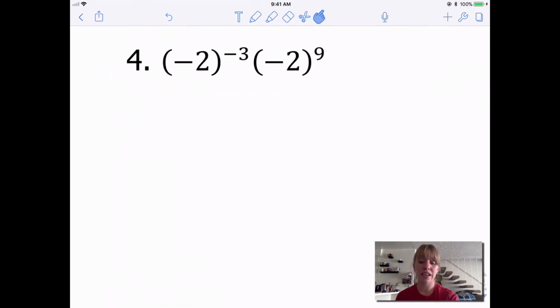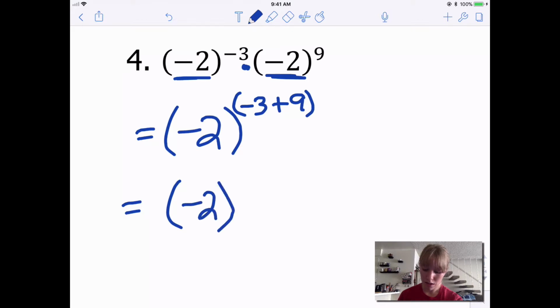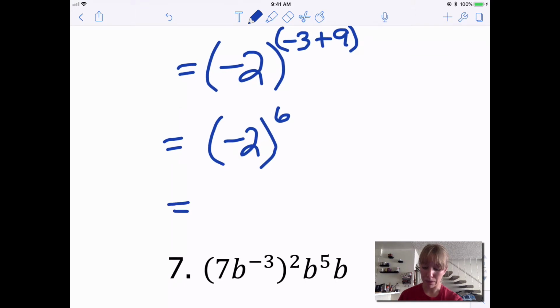Number 4, -2 to the -3 times -2 to the 9th. Here, notice that even though they're kind of a more complicated number, -2 and -2 is still the same base. So I can use the product of powers property because these two things are multiplied together. So I keep my base, -2, and then it looks like I'm going to add my powers. So -3 plus 9. -3 plus 9 is a +6.